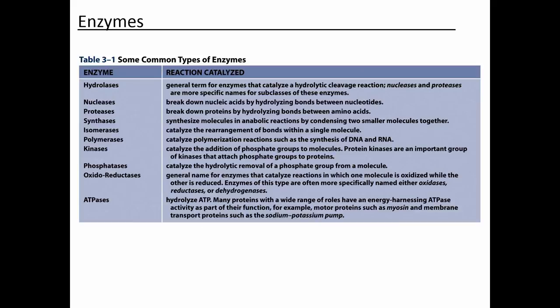Okay, and then the last enzyme that you should know in terms of common names is ATPases. And these are enzymes that catalyze the hydrolysis of ATP. So an ATPase is an enzyme that catalyzes the hydrolysis of ATP. And one of the things that it says on the slide is that there's actually a wide range of proteins that contain an ATPase as part of the protein, and this would be the energy harvesting part of that protein.